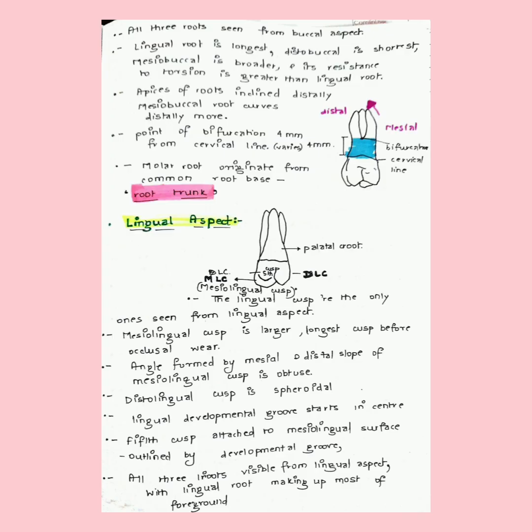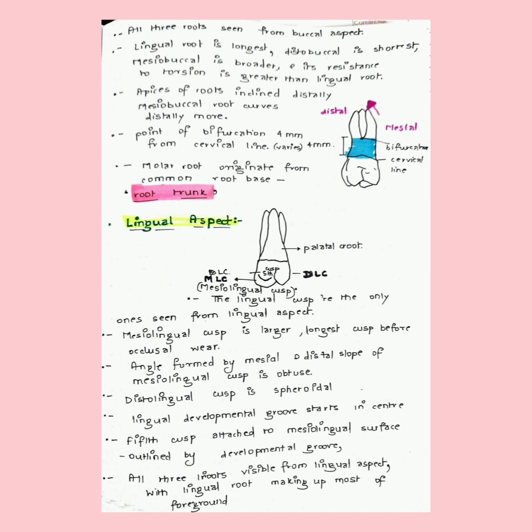And 3 roots are evident from the buccal aspect. The lingual root is the longest, the distobuccal is the shortest, and the mesiobuccal is broader, so it has greater resistance to torsional forces than the lingual root. The apices are slightly distally tilted, and the mesiobuccal curves distally more. The point of bifurcation, that is, the base of the root trunk from where the roots arise, is 4 mm from the cervical area.